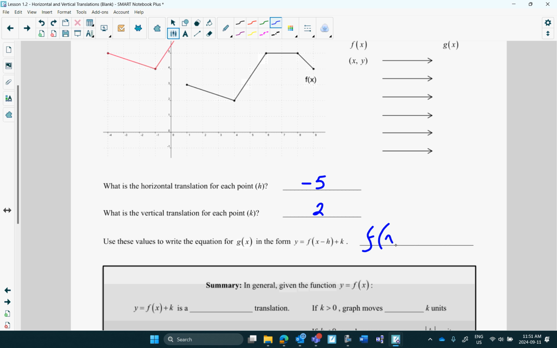So we get f of x minus -5, which becomes f of x plus 5, plus 2. That would be the equation.